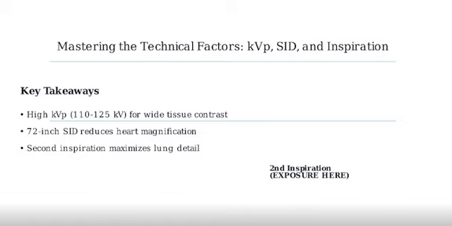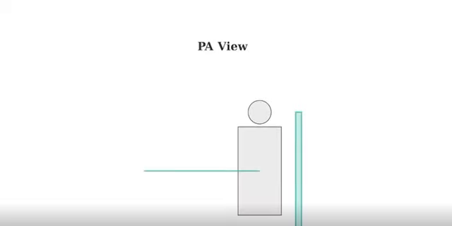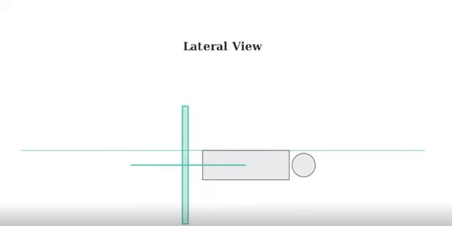Time for some practical projections. The most common is the postero-anterior view, or PA for short. In this view, the patient stands facing the X-ray plate, with the X-ray beam coming from behind them. This gives us a clear frontal view of the chest. Next, we have the lateral view, which gives us a side-on perspective. The patient turns sideways to the plate, with the beam coming from the side. This helps us see the depth of structures in the chest.